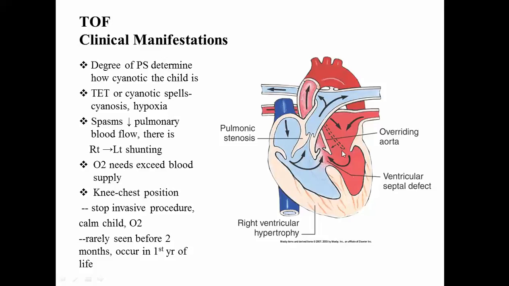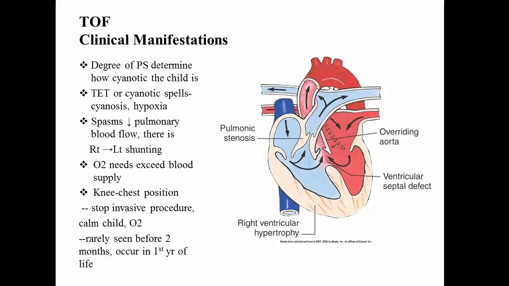So TET spells occur when the child's oxygen requirements exceed the blood supply. Usually during extreme agitation, if you're inserting an IV or doing any kind of invasive procedure and the child is crying, or during feeding, they can experience these TET spells. When they do have these TET spells and they're becoming severely cyanotic, if you're inserting an IV, you want to stop and calm the child, give them some oxygen, and place them in the knee chest position. And in your book, you have a picture of a parent holding their child in a knee chest position.